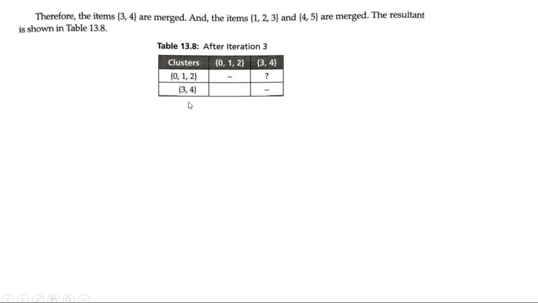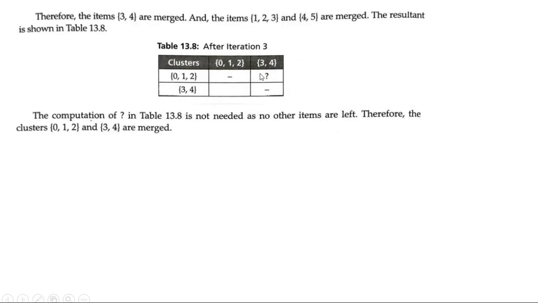So this is the table which I get after merging 3 and 4. So 0, 1, 2 is one cluster, 3, 4 is one cluster. So put a dash here. From 0, 1, 2 to 0, 1, 2, put a dash. 3, 4 to 3, 4, put a dash. Now I have to find only one value. What is the distance from 0, 1, 2 to 3, 4?